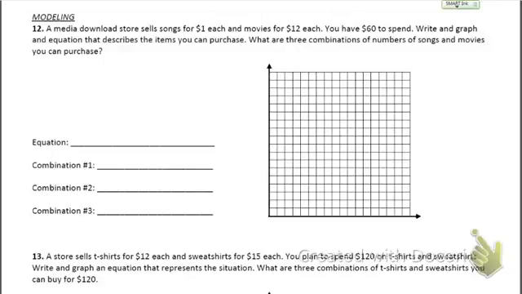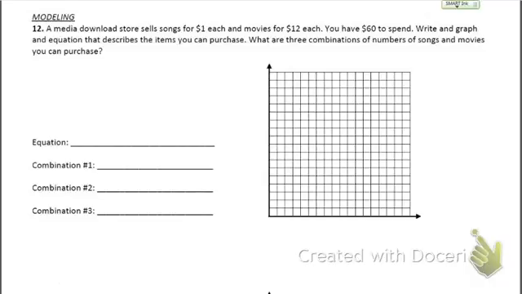So we're going to do one problem together, and then I'm going to have you guys do the next one on your own. So number 12. A media download store sells songs for $1 each and movies for $12 each. I think that's some important information, so I'm going to underline it. So songs are $1 each, movies are $12 each, and then it says we have $60 to spend.